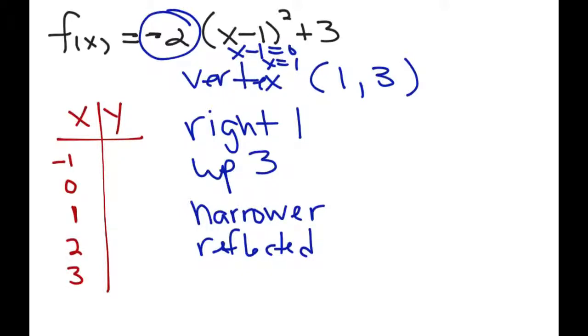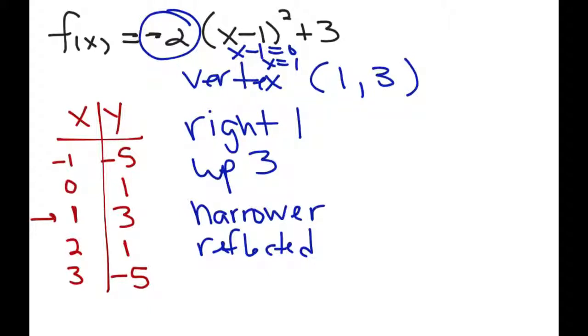And then I can make myself a quick table of values by plugging in the numbers. So -1 minus 1 is -2, -2 squared is 4, times -2 is -8, plus 3 is -5. 0 minus 1 is -1, -1 squared is 1, times -2 is -2, plus 3 is 1. 1 minus 1 is 0, so 0 squared is 0, times -2 is 0, plus 3 is 3. I bet these other two numbers on the other side of the vertex must be 1 and -5.